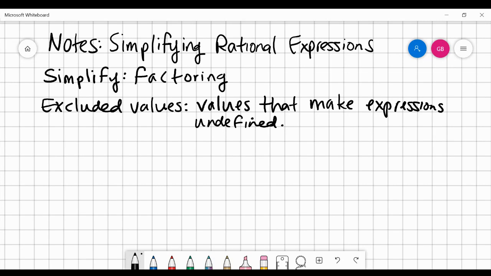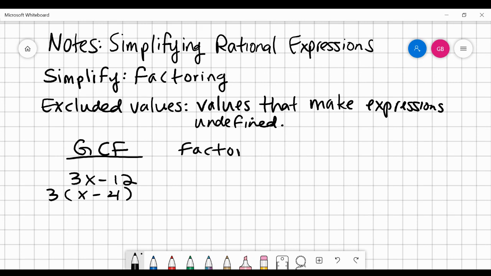Some of the factoring that we're going to go over is going to be GCF. So for example, if I have an expression that looks like this, 3x minus 12, the GCF is 3 because 3 could divide both 3x and 12. So if I factor out the GCF, it would look like this. So it's basically the opposite of the distributive property. We're also going to work on factoring trinomials.